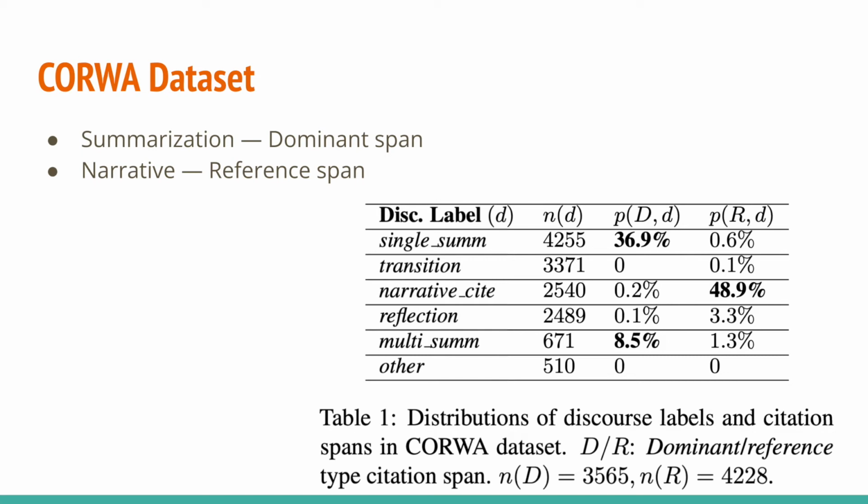The joint distribution of discourse tags and the citation span types in the table shows that the most frequent patterns are single sum with dominant citation, multi-sum with dominant citation, and narrative sentences coupled with reference type citations. These numerical results are consistent with our intuition.